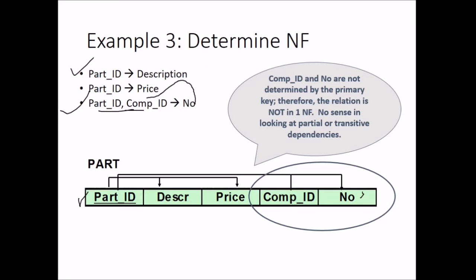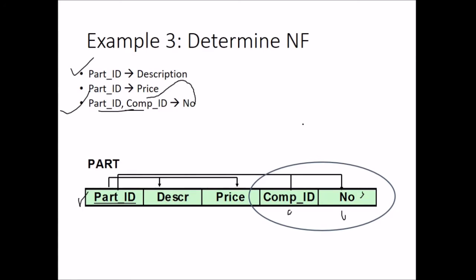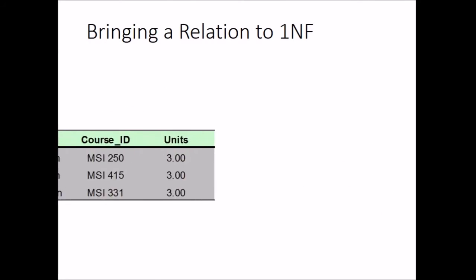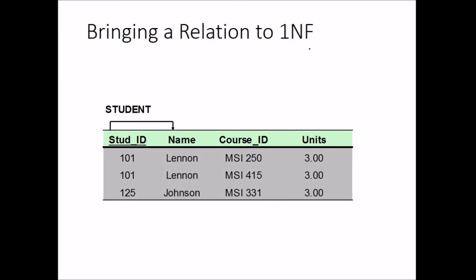It is not given. See, only description and price can be identified by the primary key. What about this comp ID and number? Who is going to identify them? Therefore, the relationship is not even in 1NF. So no point in going for partial or transitive dependency. For justification you can write, there are multi-valued attributes, therefore not 1NF. The relationship is not normalized. How can we bring a relation to 1NF? We have already seen that there are multi-valued attributes. These are repeating groups.